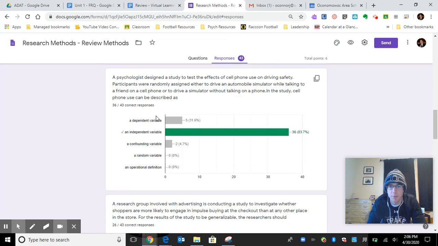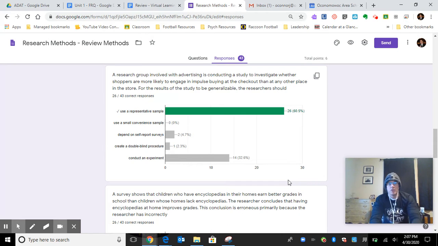The dependent variable would then be driving safety, all right, because the idea here is the use or non use of a cell phone should impact driving safety. Dependent variable is what we are measuring because we believe the independent variable will change it.